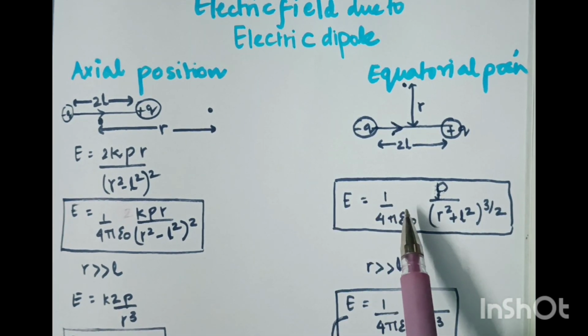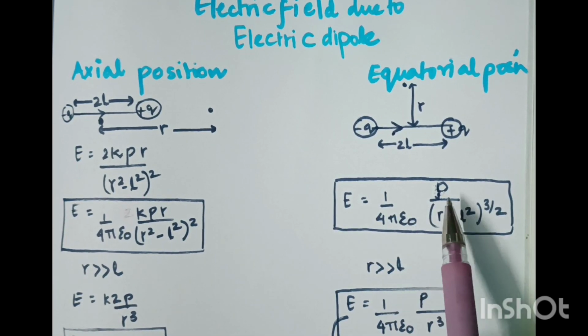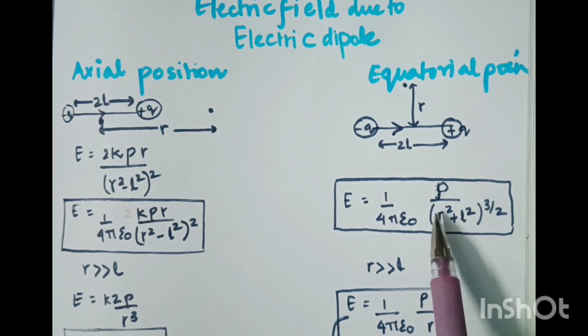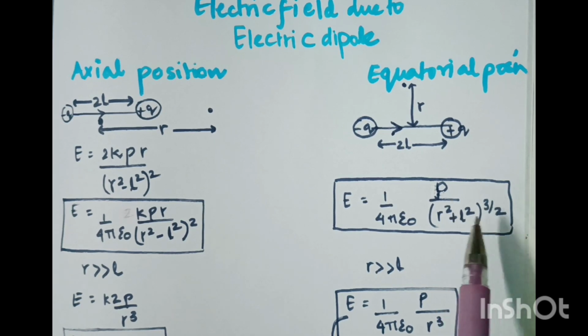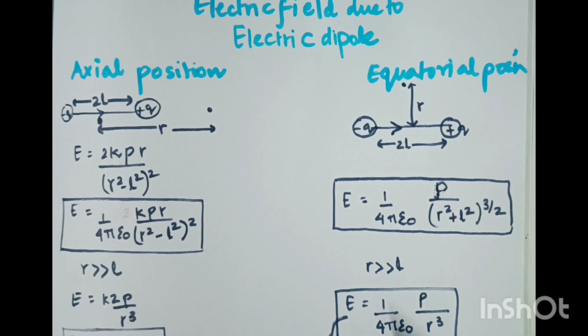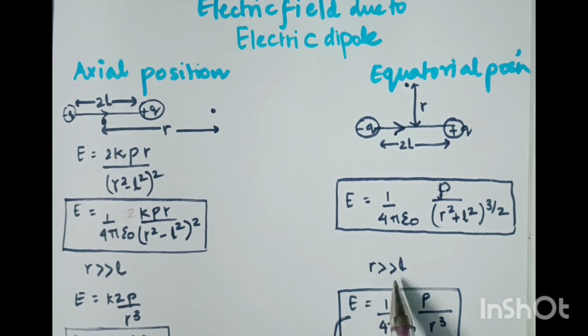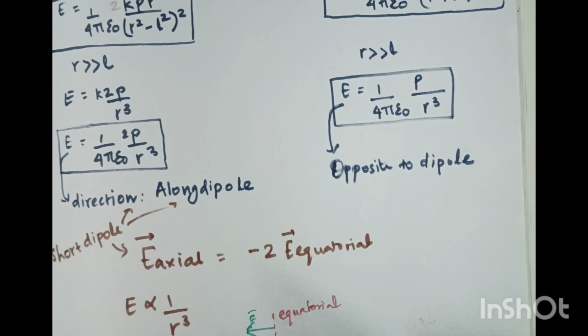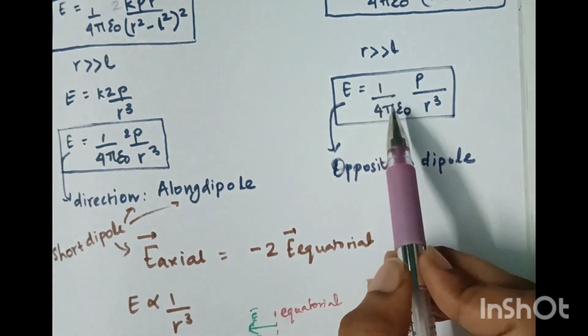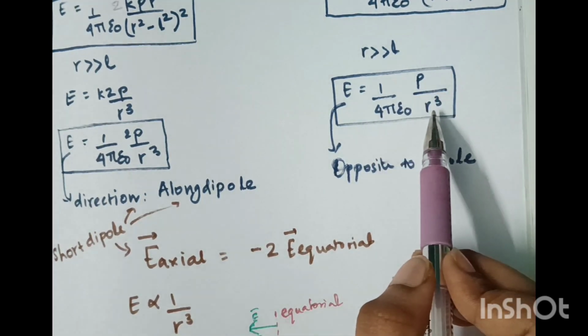Electric field equals 1 by 4 pi epsilon naught, P into R square plus L square whole power 3 by 2. So this is the general formula. And in case of a short dipole, when R becomes very large compared to L, then what is the case? Then E equals 1 by 4 pi epsilon naught, P by R cube.